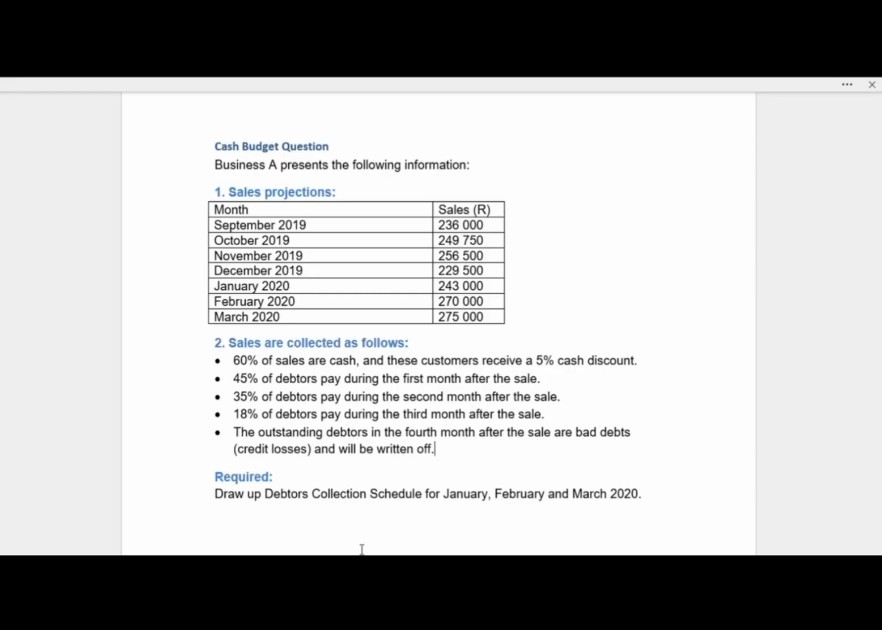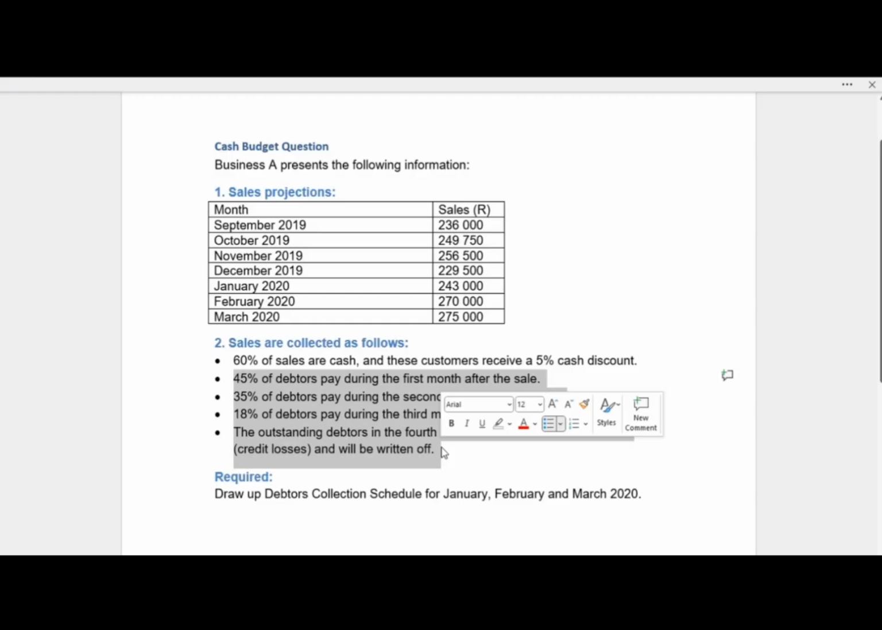And then they say number 2, sales are collected as follows: 60% of sales are cash, and these customers receive a 5% cash discount. Those who are buying for cash, they receive 5% discount. And then if 60% of sales are cash, meaning 40% of sales are on credit. All right, and then they show you the credit policy.